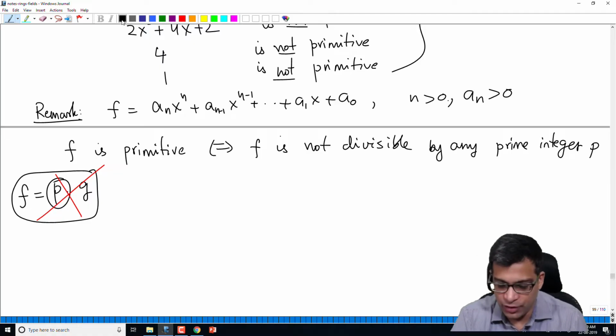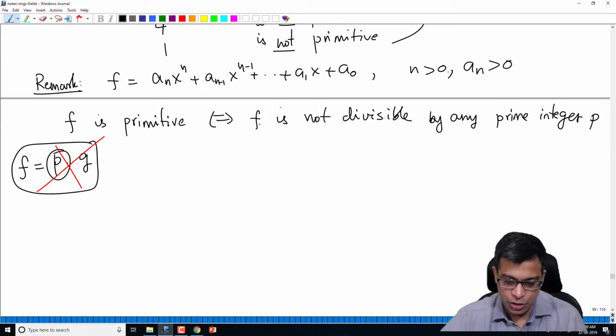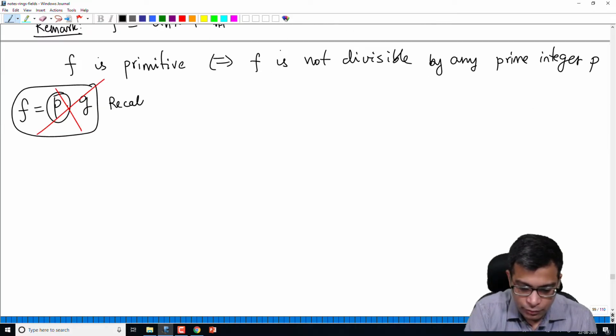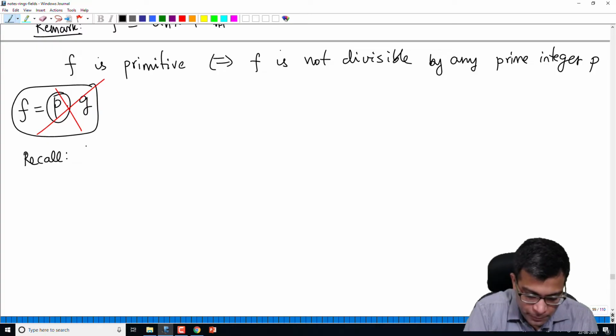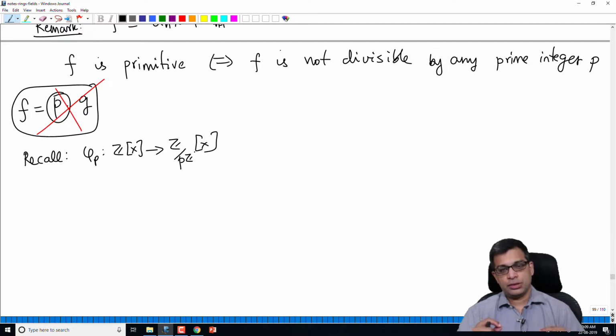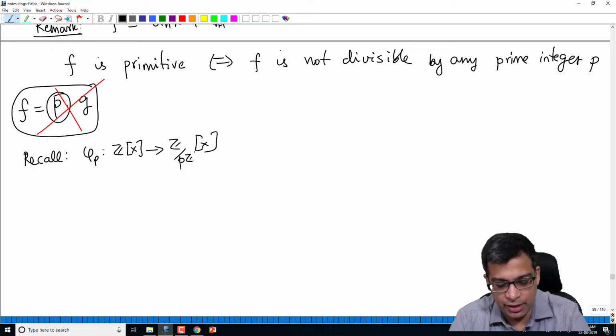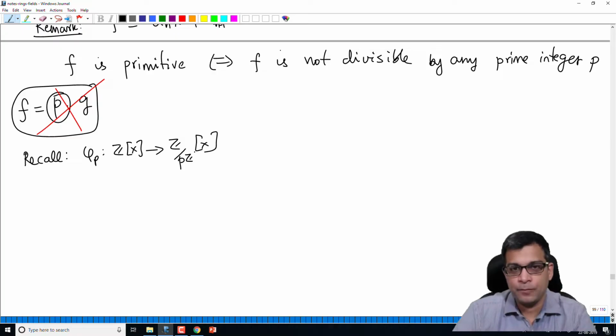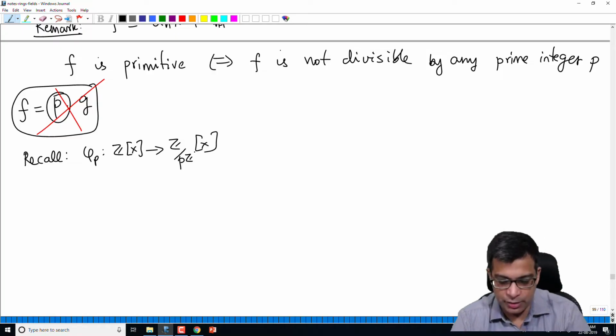This second condition can be further characterized. Recall the map phi p from Z[x] to Z mod pZ[x]. Remember, there is a natural surjective homomorphism from Z to Z mod pZ. In general, for any ring R and any ideal I, we have a natural surjective homomorphism from R to R mod I. So here we have Z to Z mod pZ first, then we just attach a variable, so Z[x] to Z mod pZ[x].